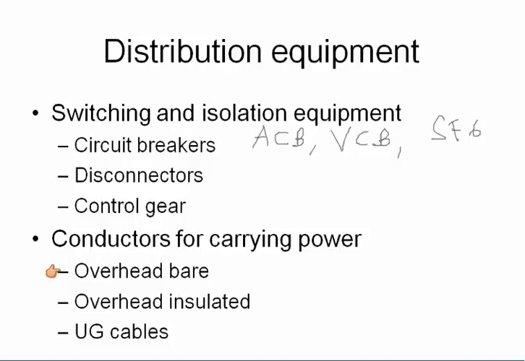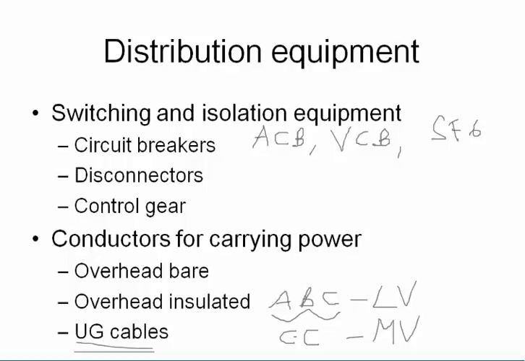Conductors: you have bare conductors, and insulated ones, which you also call aerial bundle conductor. Is that the same terminology you use in the United States, Peter? Here in Australia, the insulated conductors are called aerial bundle conductors for low voltage. You also have covered conductors called CC, covered conductor for medium voltage. Not sure if it's the same terminology, should be similar. You also have underground cables.